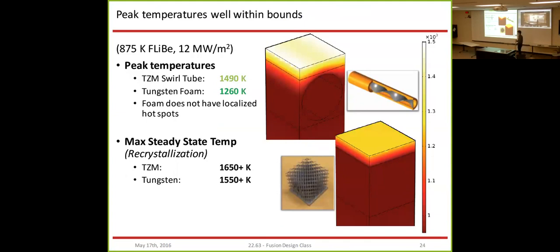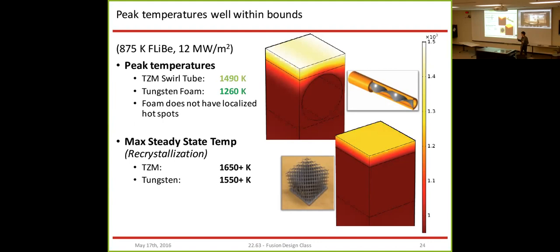So using that, we proceeded our analysis using TZM and tungsten. We performed 3 simulations of heat transfer and stress, and showed that the peak temperatures are well within bounds. Using 875 Kelvin FLIBE, which is what we expect the hottest FLIBE in our system to be at, and 12 megawatt per meter squared heat flux, which is 4 times the average heat flux we expect to see, we get peak temperatures of 1500 Kelvin with the swirl tube design, and around 1300 Kelvin for this kind of swirl foam design.